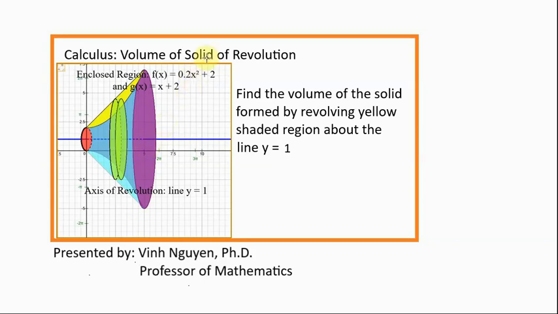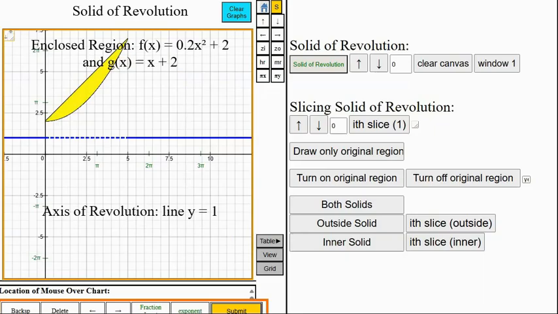This video is on solid revolution. I have this yellow region right here and I want to revolve it about the line y equal to 1 and then find the volume of the solid of revolution. And so this is the yellow region that I want to revolve about the line y equal to 1.